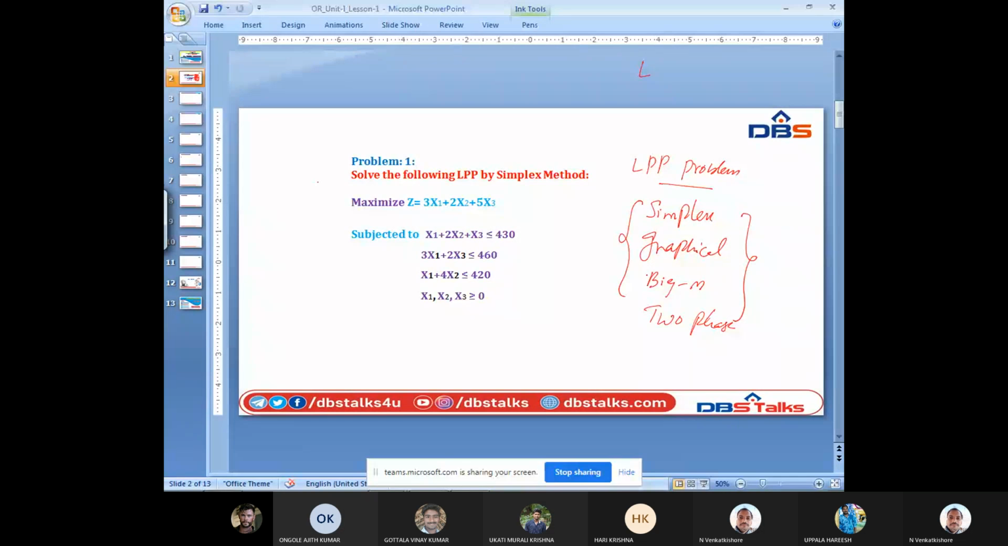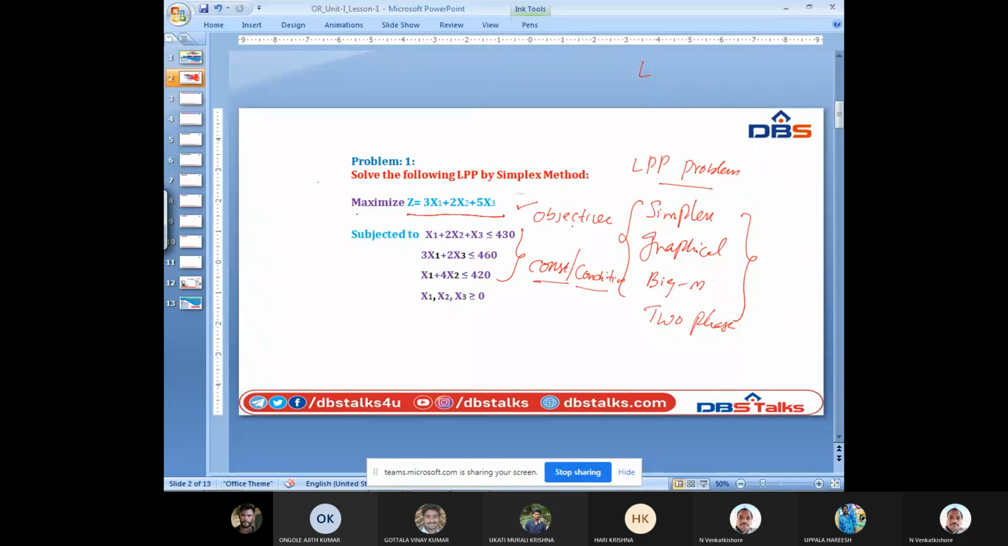But in the given problem, the term is maximization z equals 3x1 plus 2x2 plus 5x3. This is called the objective function. And what about these three? We call them constraints, or conditions, or restrictions.